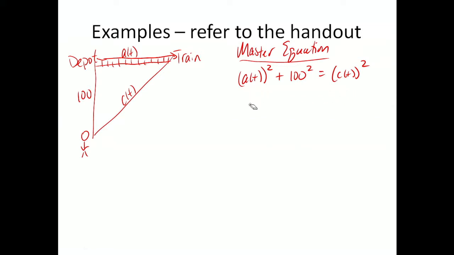It's a fact that's always true, but it's a little bit of an arbitrary fact because I don't know what A of t is, and I don't know what C of t is. I know what they represent, but I don't specifically know how long either one of them is. But that's okay, because this is an overarching fact which is true at any time t.